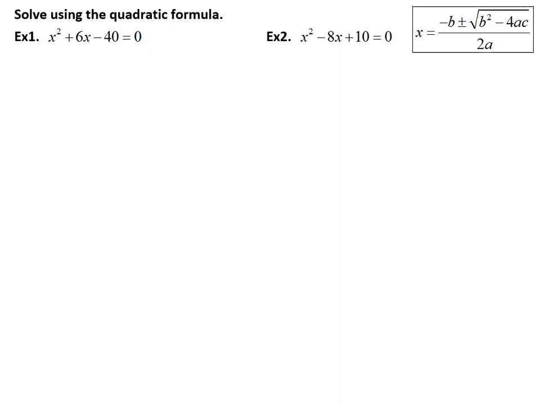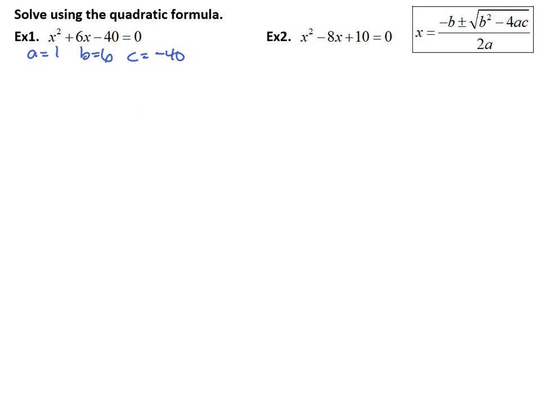So let's try some examples where we're asked to solve a quadratic using the quadratic formula. And so I've placed it over here for reference as we plug in our values. So the first thing you want to do is make sure your equation is set equal to 0. Remember, that's the condition where we derive the formula. And then I want to identify the values of a, b, and c. Okay, so my a value here is a positive 1 in front of x squared, b is the positive 6 in front of x, and c is negative 40.